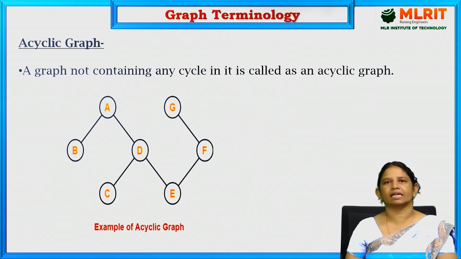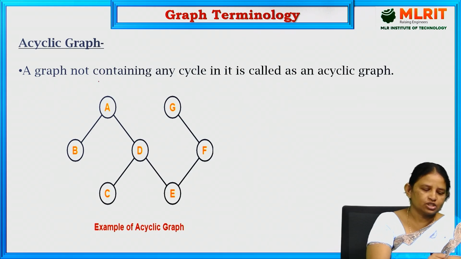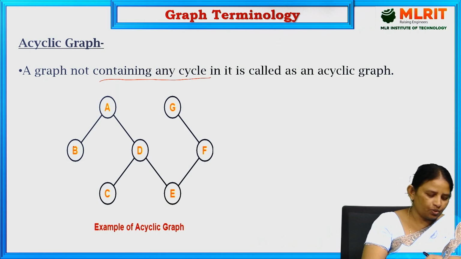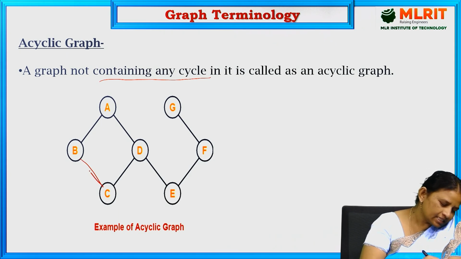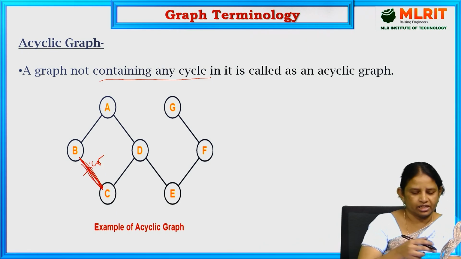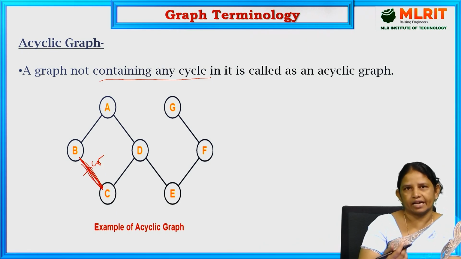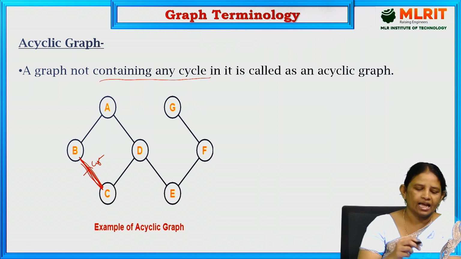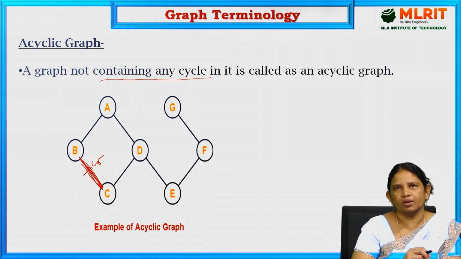Next, an acyclic graph. A graph not containing any cycles. There is no closed path. For example, A, B, then B to C, there is no edge, there is no closed path. Suppose there is a connection from C back to A, then it becomes a cycle. But C to D, there is no cycle. So it is called an acyclic graph. That means a graph which does not contain any cycle is called an acyclic graph.